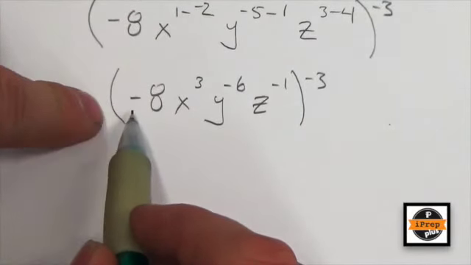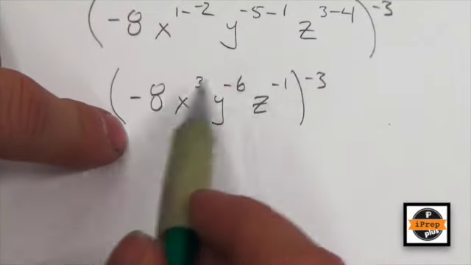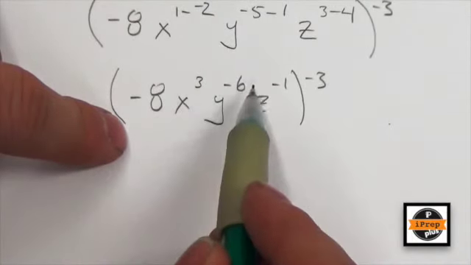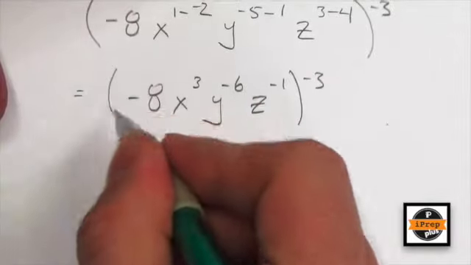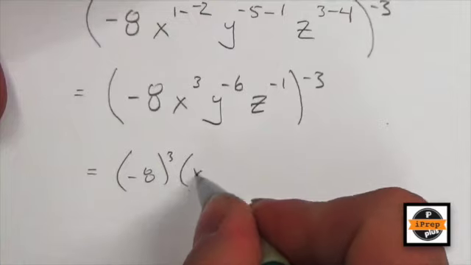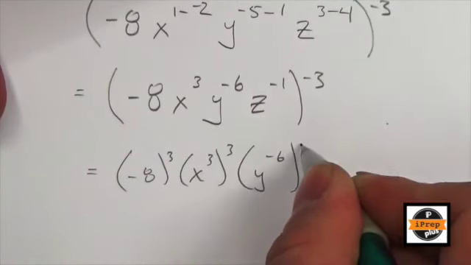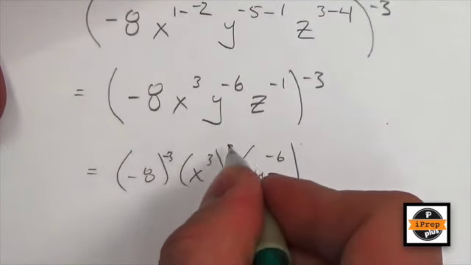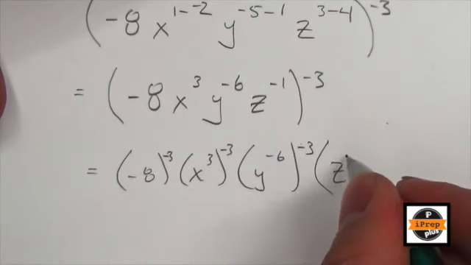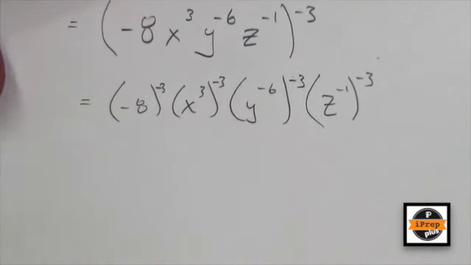Granted, there's a negative sign out front, but that's part of this coefficient. So there's no addition or subtraction, and because it's all, in essence, multiplication or division, I can distribute that exponent to every factor here. And so this is going to become negative 8 cubed, x cubed cubed, y to the negative 6. I'm sorry, I keep doing this. It should be the negative 3 on each of these, and then z to the negative 1 to the negative 3. My mistake. I should have kept that negative with it the whole time.